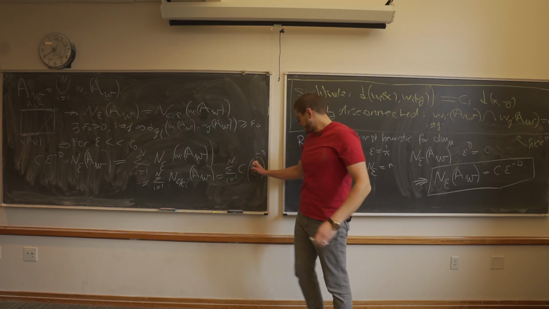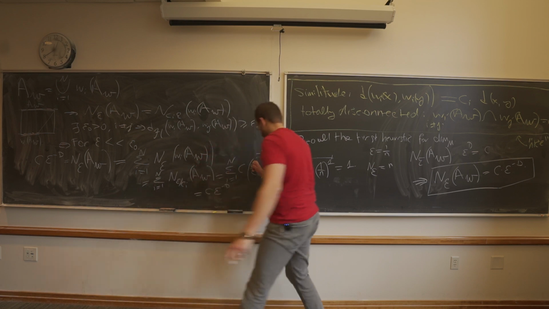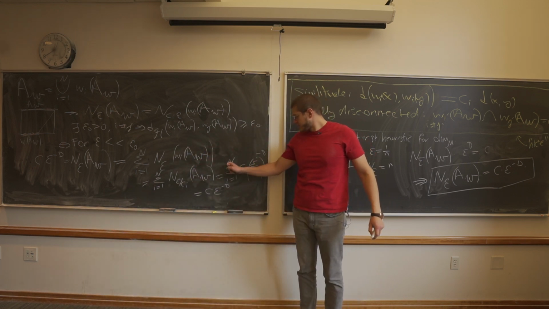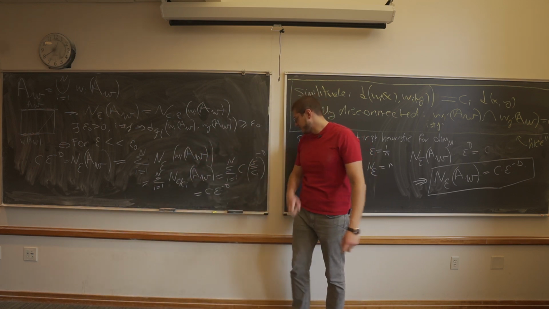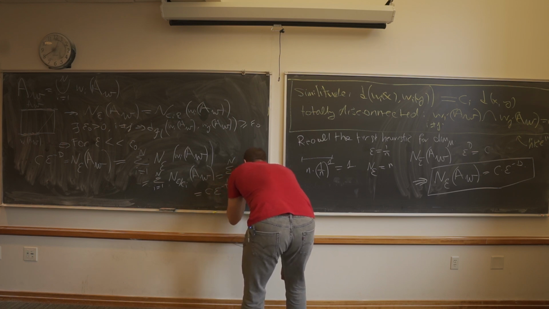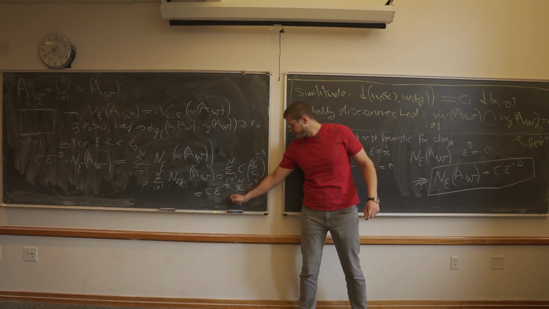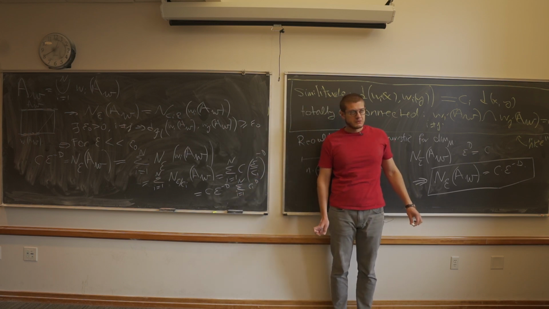Now here I have some factors that I can pull out. So this is C epsilon to the minus D. And then as you see, the sum of Ci to the D's, which is exactly the upper similarity dimension.